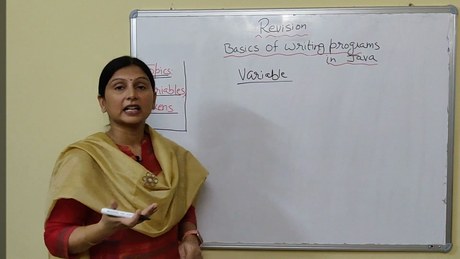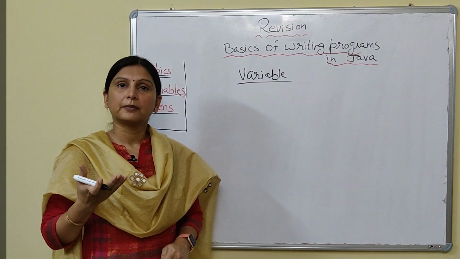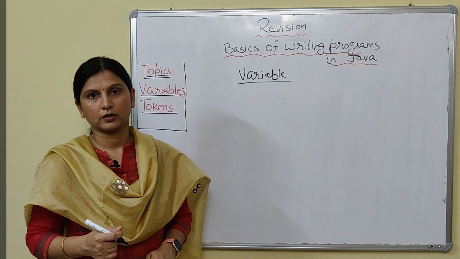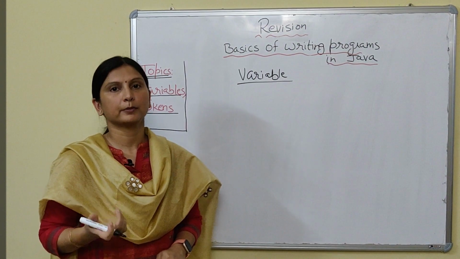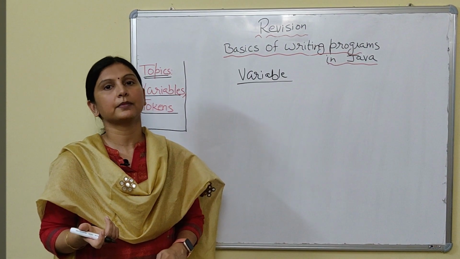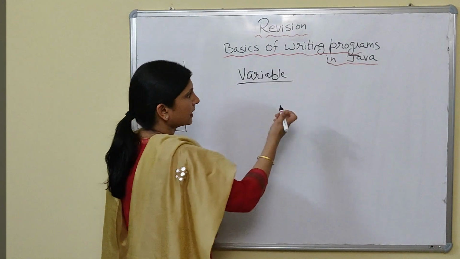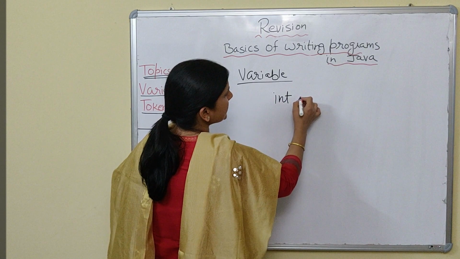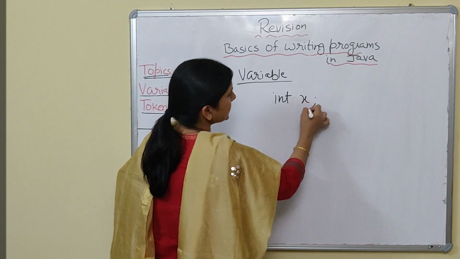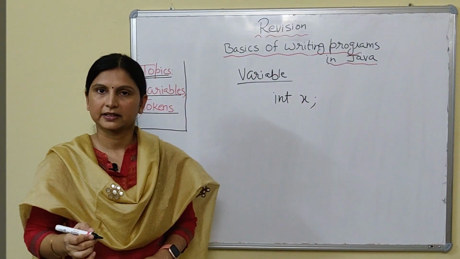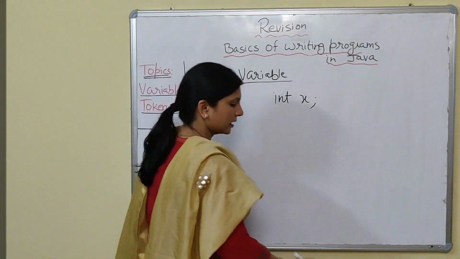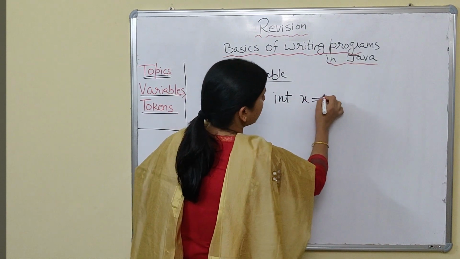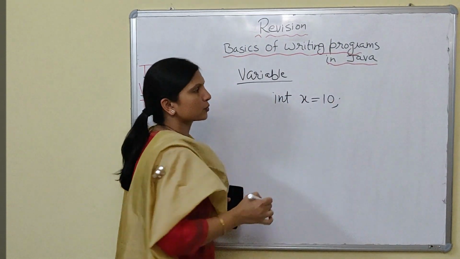What is a variable, if the definition is asked? A variable is a name given to the memory location in which we assign some value. For example, how will I declare a variable? int is a data type. I will declare like this: int x. Or to initialize a variable, I will write int x equals to 10.